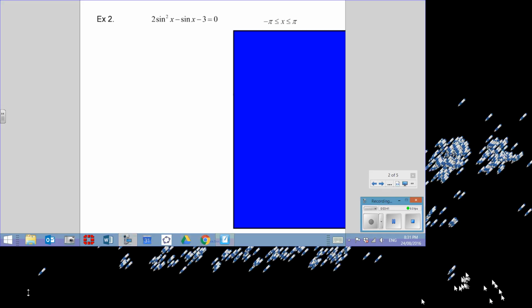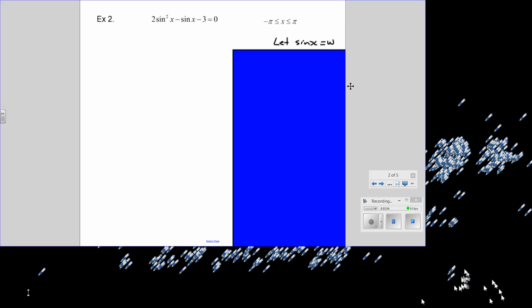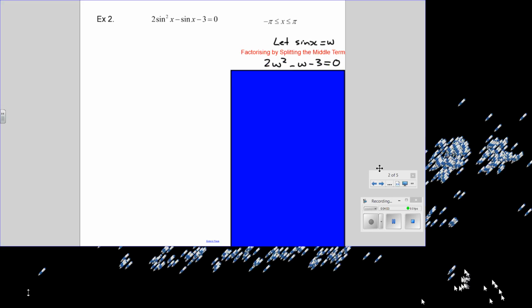All right, in the second example, we have 2 sine squared x minus sine x minus 3 equals 0. Hopefully we're identifying already that this looks like a quadratic. And if we replaced sine x with a letter, so let's say w, we would really just be looking at 2w squared minus w minus 3 equals 0.